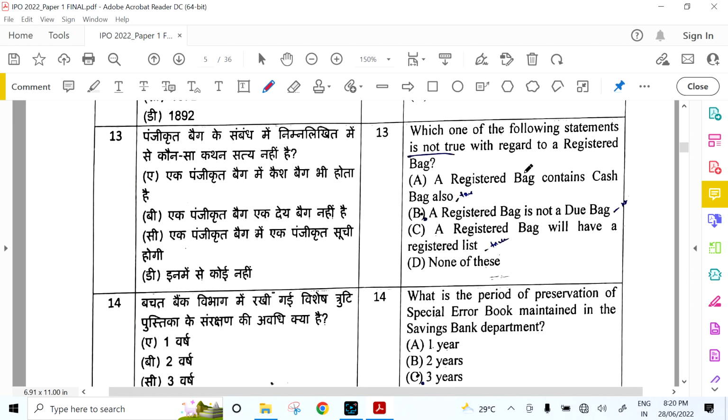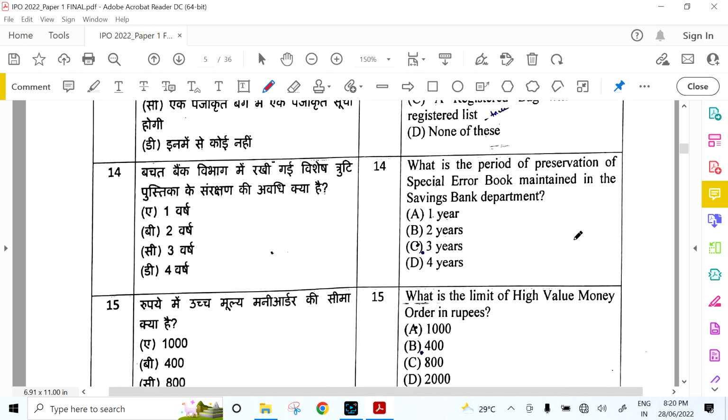Which of the following statements is not true with regard to registered bag? A registered bag contains cash bag also. A registered bag is not a due bag. A registered bag will have a registered list. None of these. The answer is that the statement registered bag is not due is the wrong answer. So the answer is B. A registered bag is a due bag.